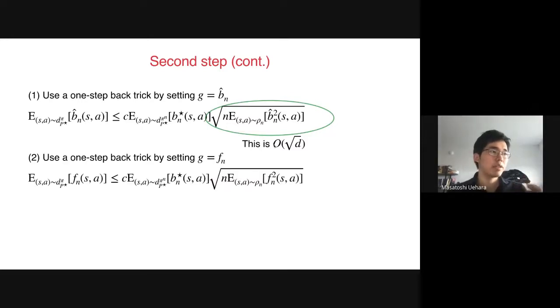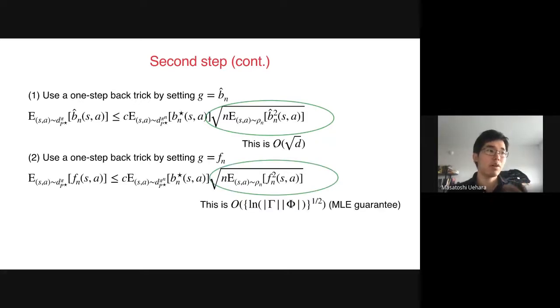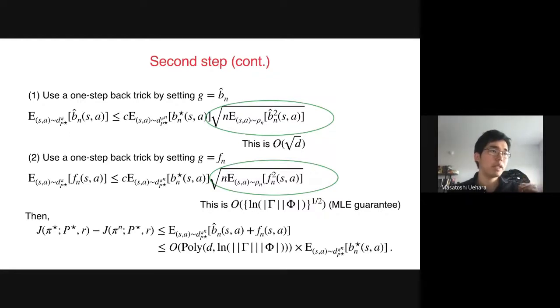Secondly, we again use a one-step-back trick by setting g equal to f hat n. Again, we can show that the green part is in the order of polynomial sample complexity, and this is just an MLE guarantee. Recall that f n is the MLE error, taken on the training data set, the marginal of the training set rho n, so we can upper bound it again. Combining these two, we can immediately show that the per-iteration regret is upper bounded by two terms: a first term that is polynomial in d and the number of function classes, and a second term that is the true elliptical potential on the true feature.